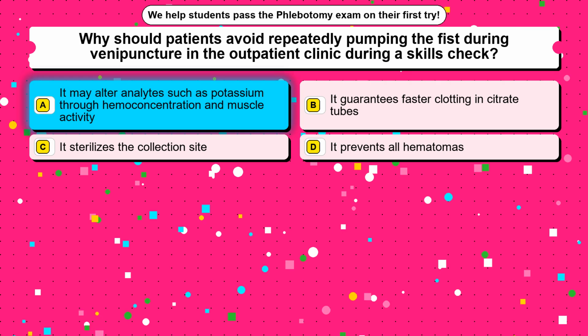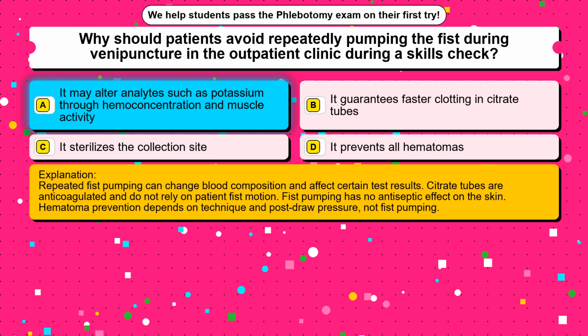It may alter analytes such as potassium through hemoconcentration and muscle activity. Repeated fist pumping can change blood composition and affect certain test results. Citrate tubes are anticoagulated and do not rely on patient fist motion. Fist pumping has no antiseptic effect on the skin. Hematoma prevention depends on technique and post-draw pressure, not fist pumping.